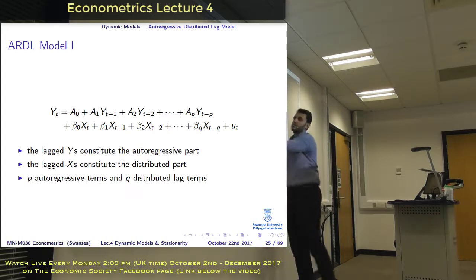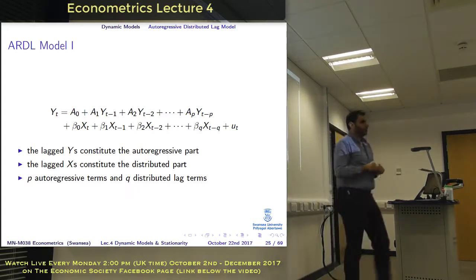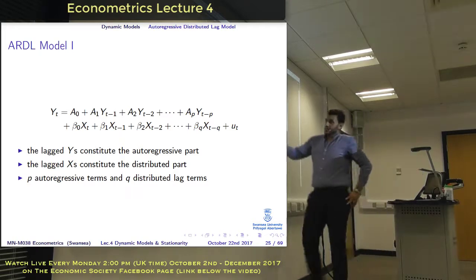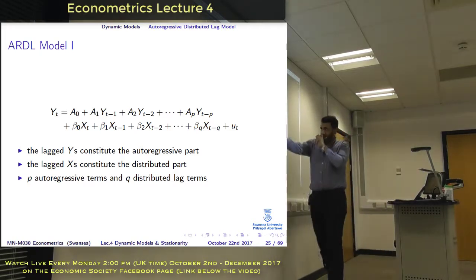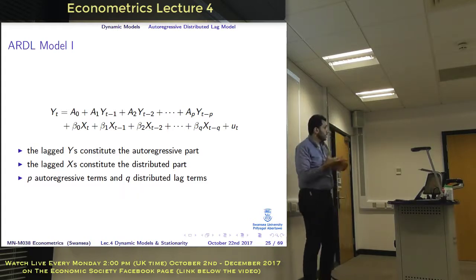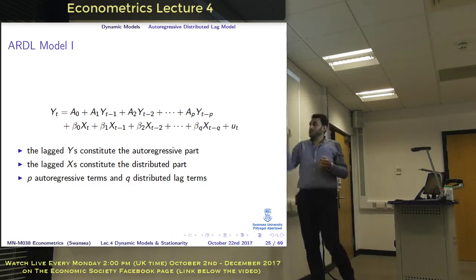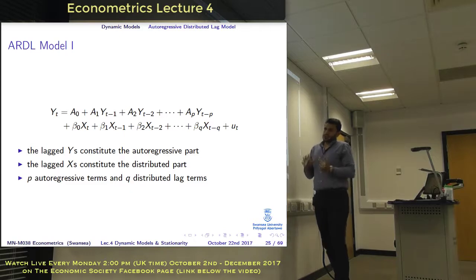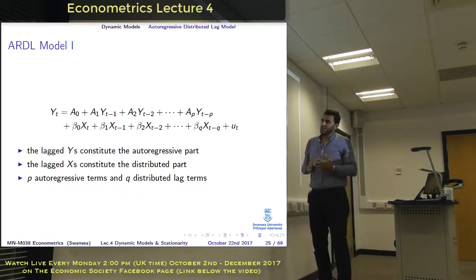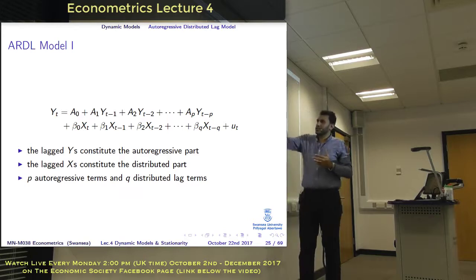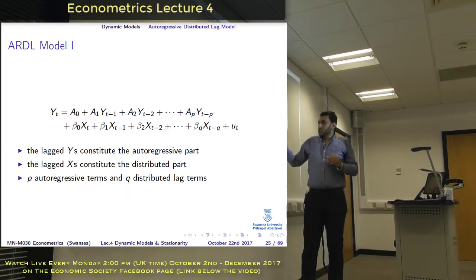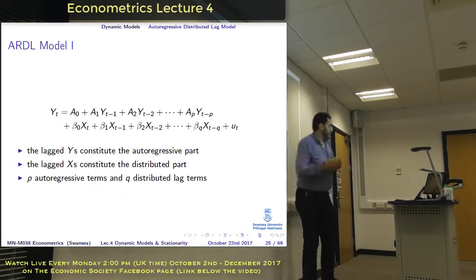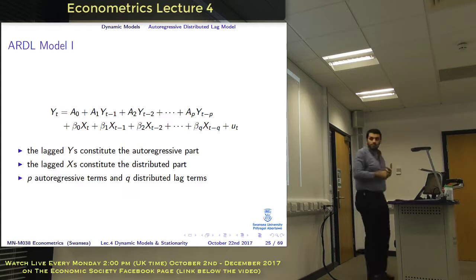Plus the distributed lag part, which is the xt minus 1, xt minus 2, up to xt minus q. So again, this is the number of lags. We go back in time regarding the consumption expenditure. So this is the ARDL model, meaning that this is the autoregressive part, the AR part, and then this is the distributed lag part. And P and Q, these are the number of lags.